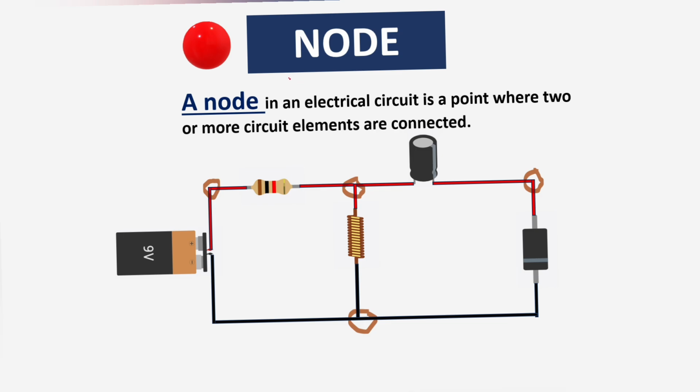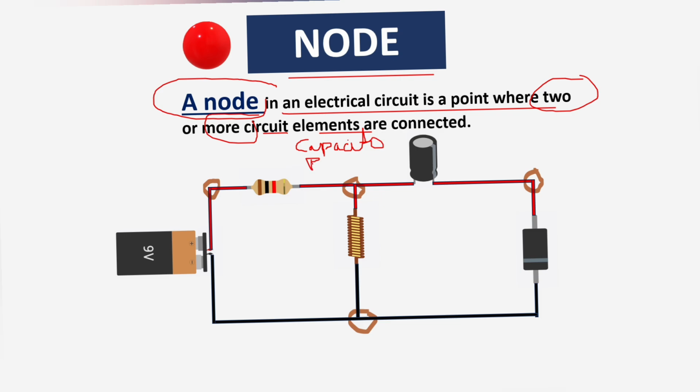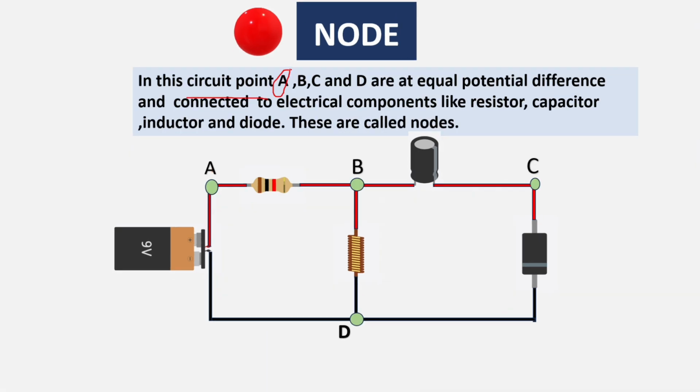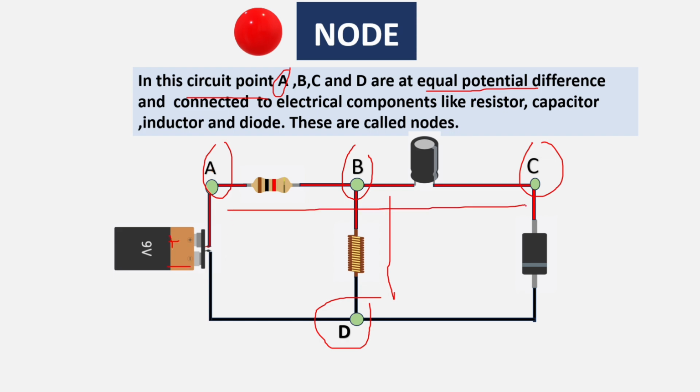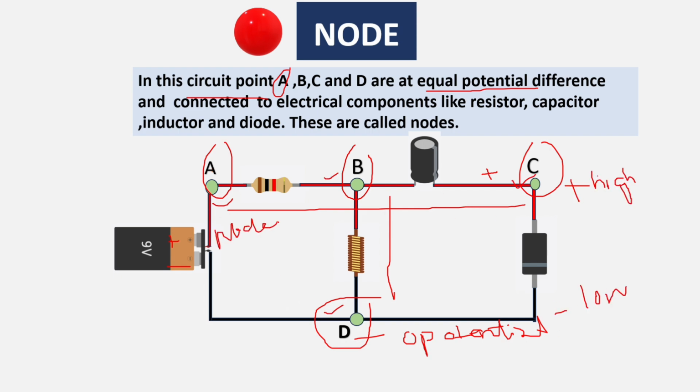The third circuit terminology is node. A node in an electrical circuit is a point where two or more elements like resistor, capacitor, inductor, diodes, etc. are connected. The below circuit depicts all these elements. In this circuit, points A, B, C, and D are at equal potential and connected to electrical components. As I already mentioned, those are battery, resistor, capacitor, inductor, and diode. These points are called nodes. So, we have 4 nodes in this circuit.